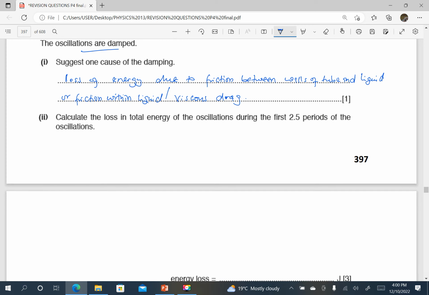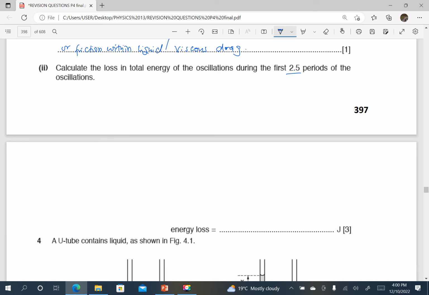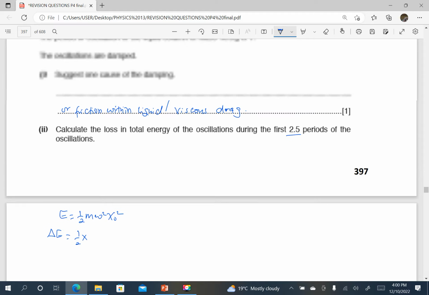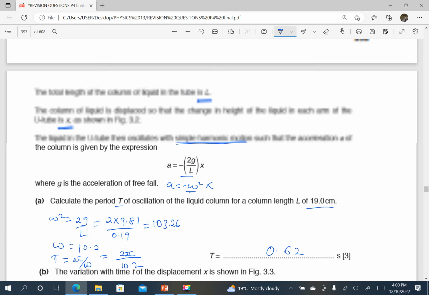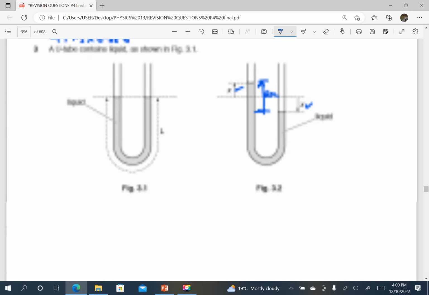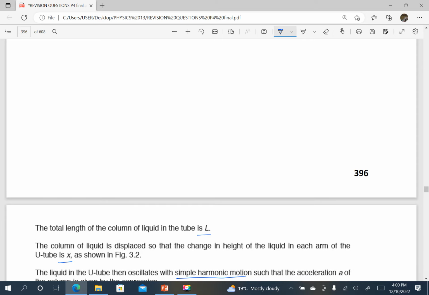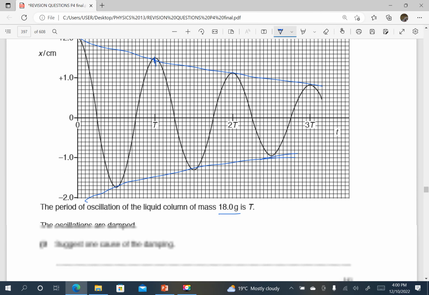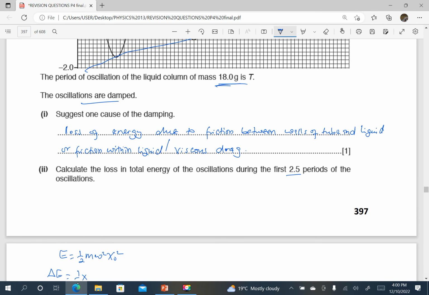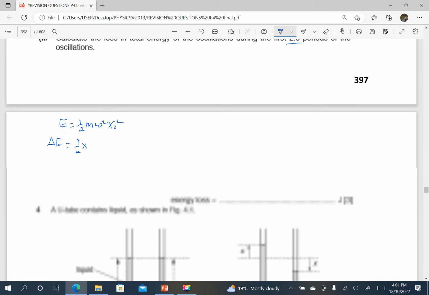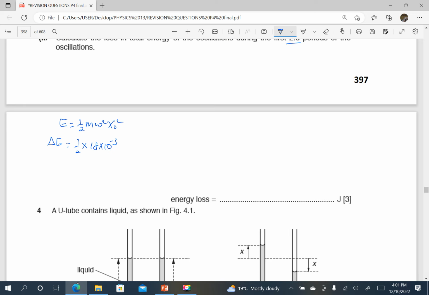Calculate the loss in total energy of the oscillations during the first 2.5 periods of the oscillations. First 2.5 periods. So we know that energy is equal to 1/2 m omega squared x naught squared. So we are going to find the difference in energy. That is going to be the loss. The difference in energy is going to be 1/2. The mass is the same. The mass of the liquid was, I think, 18 grams. So I'll say this is times 18 times 10 power negative 3 to change it to kilograms.